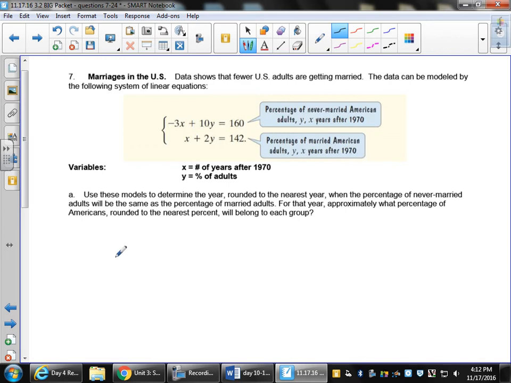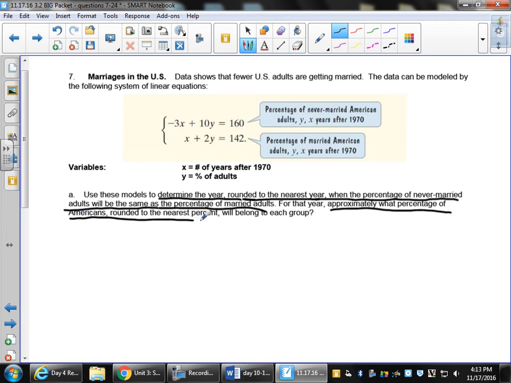Part A says, use these models to determine the year, rounded to the nearest year, when the percentage of never married adults will be the same as the percentage of married adults. And then for that year, approximately what percentage of Americans will belong to each group? When will they be the same?